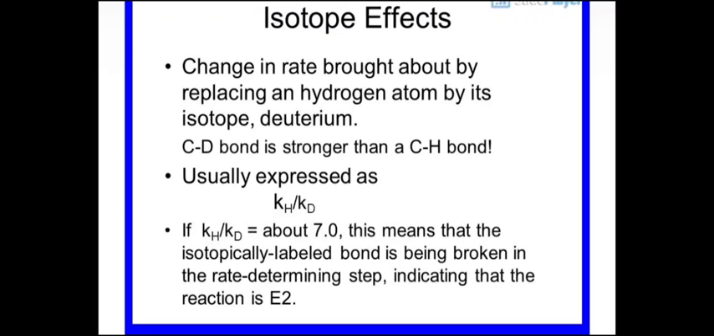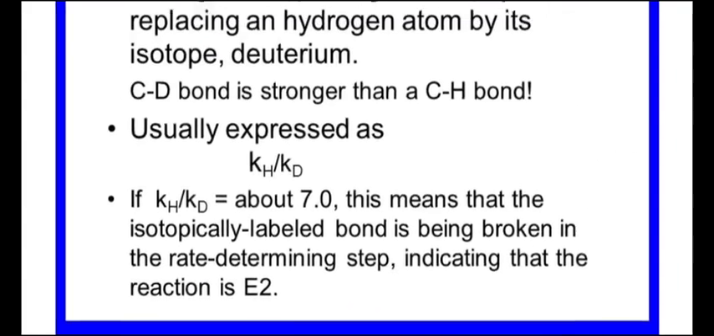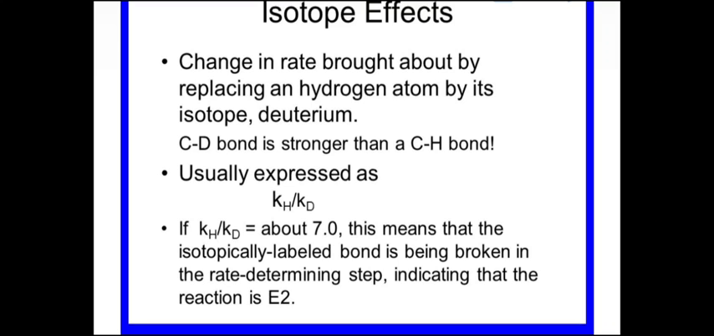So change in rate brought about by replacing a hydrogen atom by its isotope deuterium. A difference in rate due to a difference in the isotope present in the reaction system, and this is called an isotope effect.